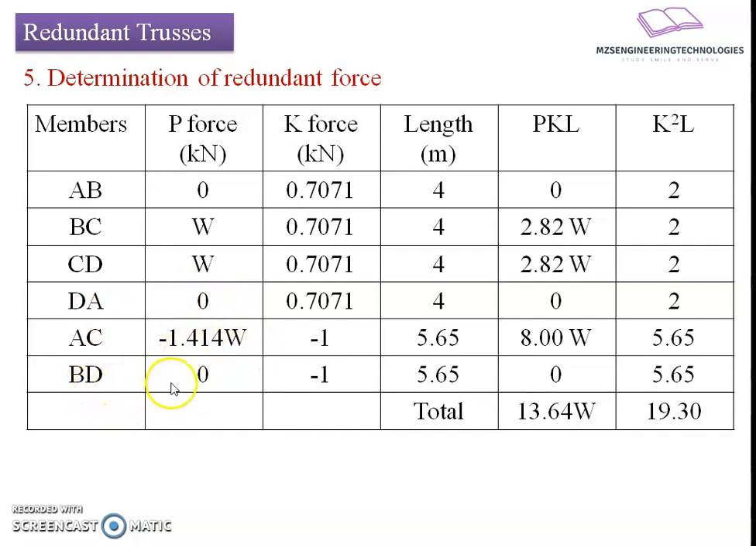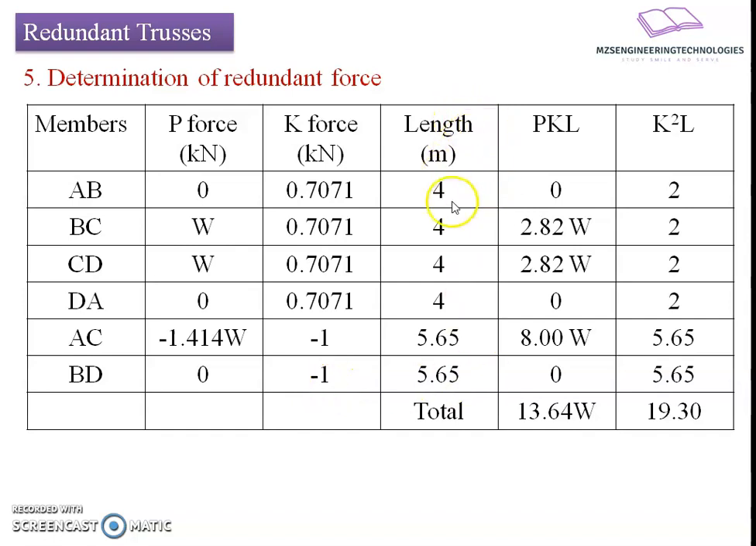Whereas the BD member was removed, that's why I put 0 here. Now if we go towards the K unit load contribution, the K forces, the member AB was found to be 0.7071 compressive nature, that's positive. Similarly, BC, CD and DA have the same magnitude, compressive nature. AC was found tensile in nature, -1, and at BD we applied a tensile unit load, that's why -1 kilonewton here.